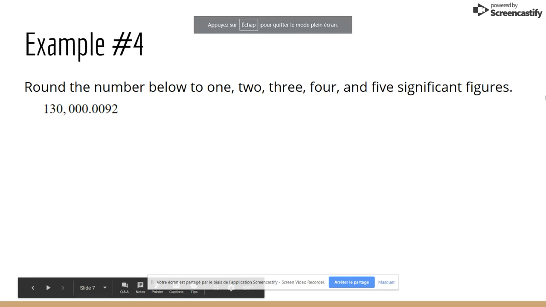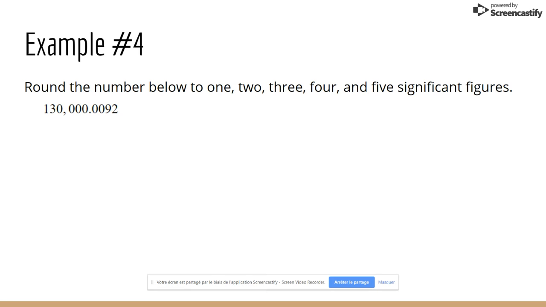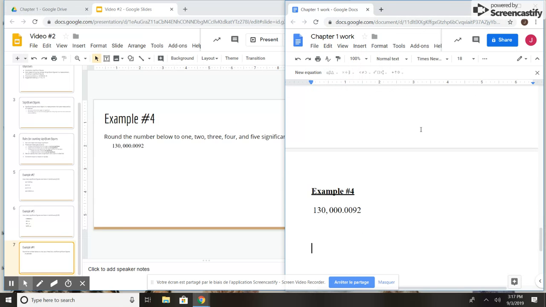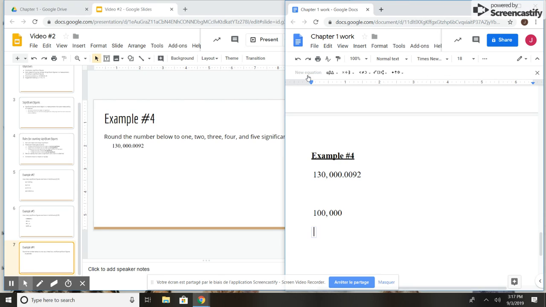So we're going to round this number to a certain number of significant figures. This is going to be a very, very important skill. So I'm trying to round 130,000.0092 to 1 significant figure. That means I can only have 1 non-zero digit. So it becomes 100,000. I don't put any dots or any decimals because that would make the 0 significant. Then for the next one, I could have 2 non-zero digits, so I include the 130.